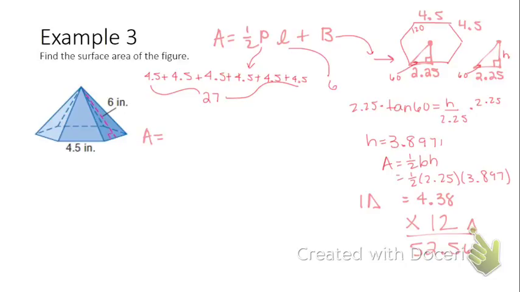We have area equals 1/2 the perimeter of 27 times our slant height of 6 plus our base area of 52.56. Easy. Is it? No. 133.56. And that's inches squared.